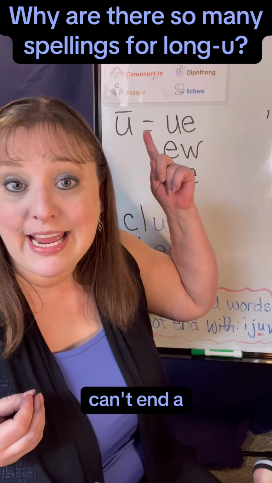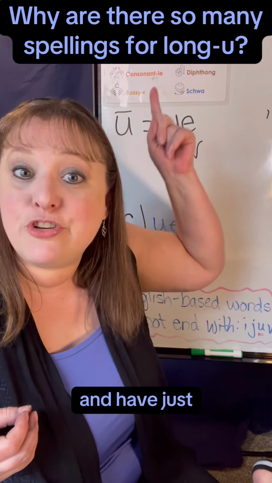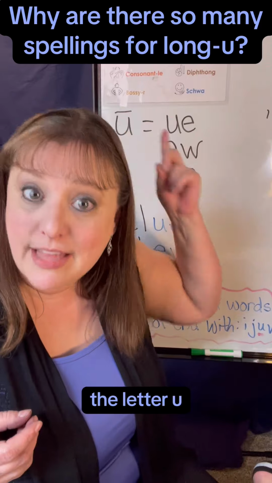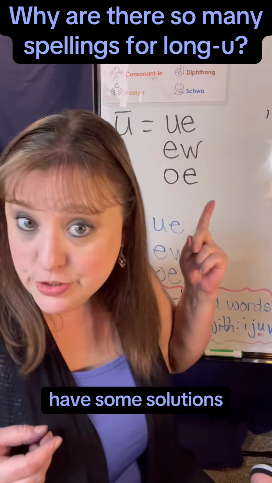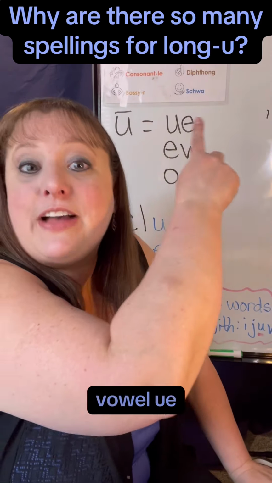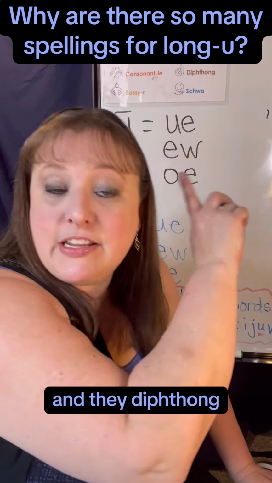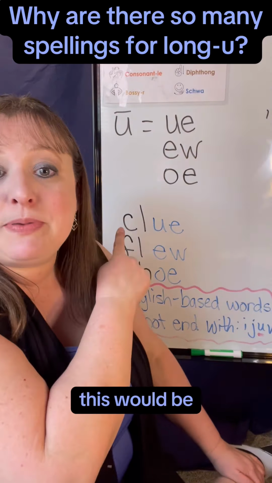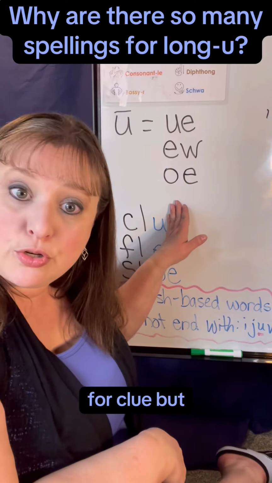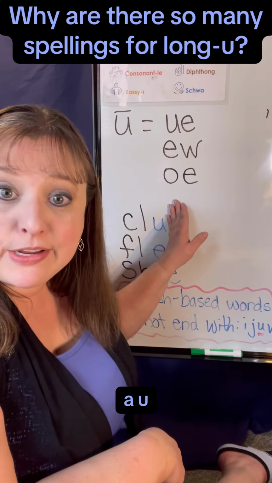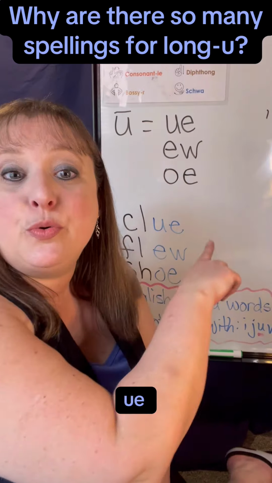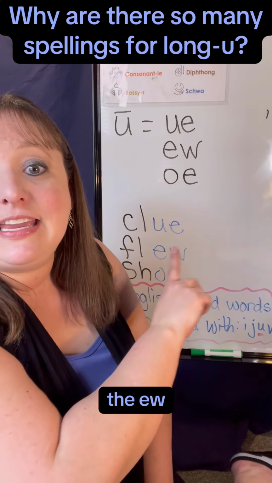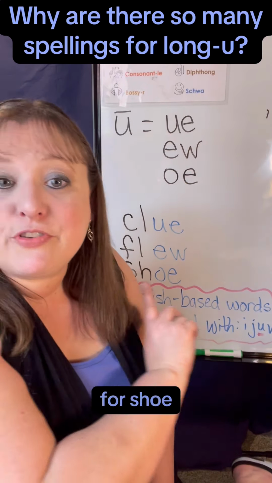So since we can't end a word with the sound U and have just the U grapheme, the letter U, we need to have some solutions. And so we have like the vowel team UE or OE and the diphthong UE, EW. That will help us. See here, this would be CLU for clue, but we can't end a word in a U. So that's why we have a UE that comes in. The EW for flew and the OE for shoe.